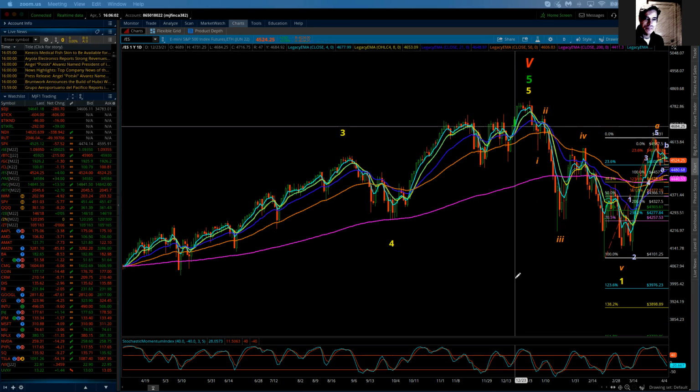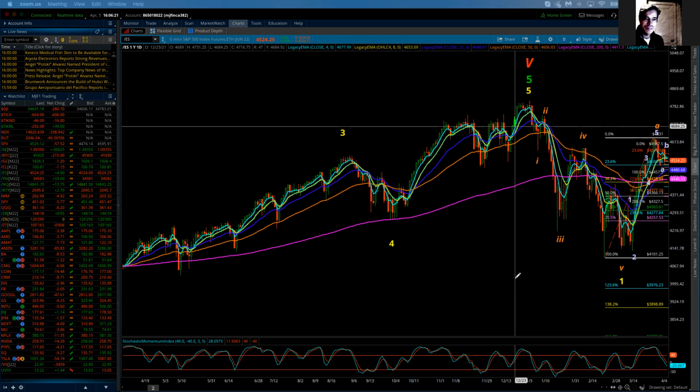Good evening. This is the Elliott wave update for the S&P 500 for Tuesday, April 5th, 2021. The S&P seemed to have chosen scenario one that I presented last night on the update.